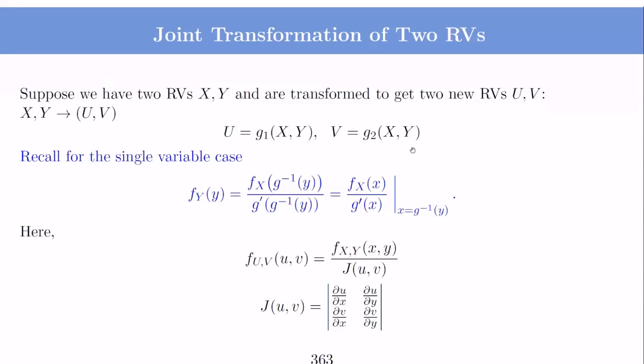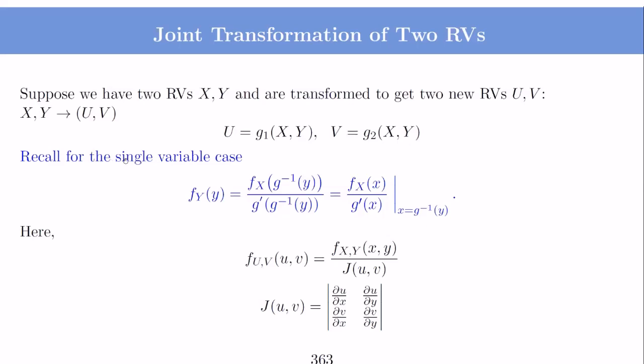For example, they can be functions like u equal to g1 of x comma y and v equal to g2 of x comma y. So x and y together make two new random variables u and v. And if you are asked to compute the distribution of u, you can compute it by the method we discussed. Similarly, we can also compute it for v. But what if we have to compute the joint distribution of u and v?